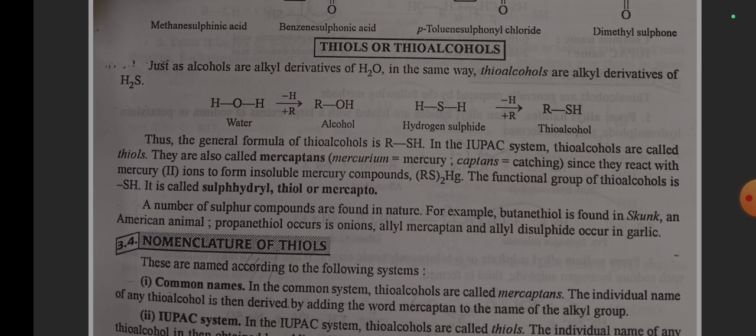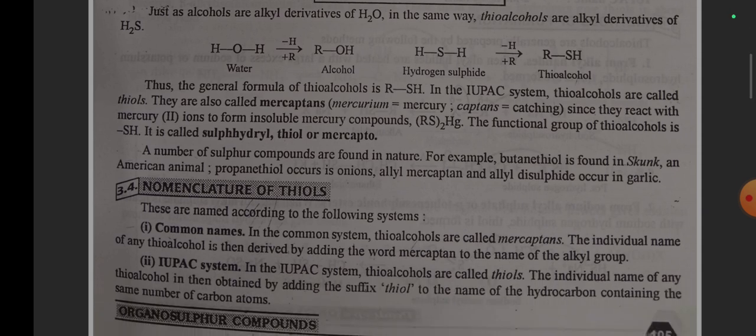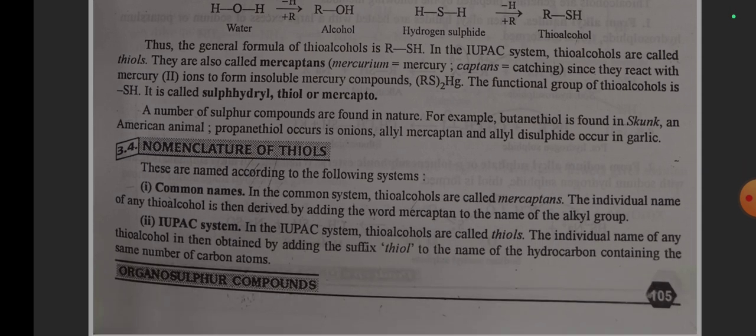Thiols or thioalcohols. Just as alcohols are alkyl derivatives of H2O, in the same way thioalcohols are alkyl derivatives of H2S. Thus, the general formula of thioalcohols is RSH. In the IUPAC system, thioalcohols are called thiols. They are also called mercaptans since they react with mercury ions to form insoluble mercury compounds. The functional group of thioalcohols is SH, which is called sulfhydryl, thiol or mercapto.